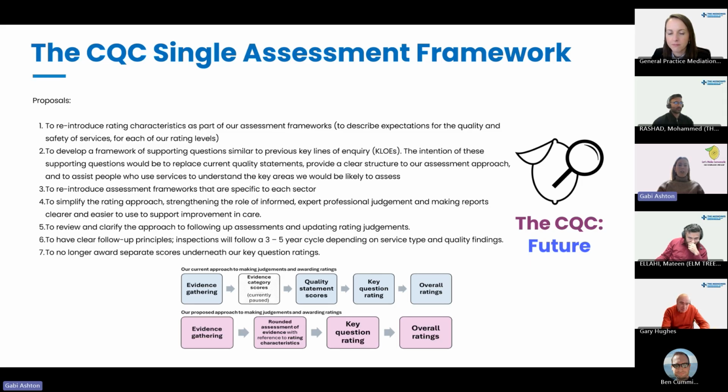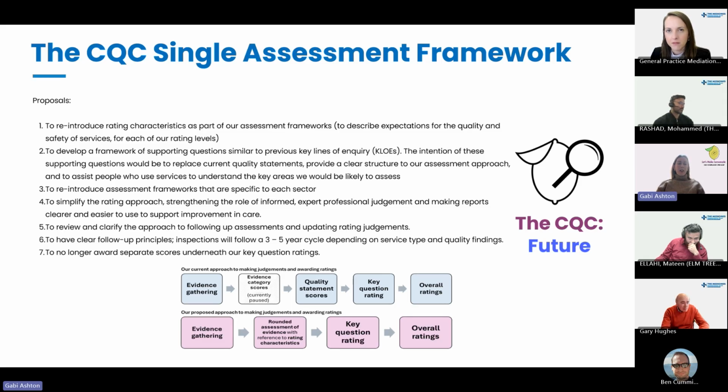They're looking to reintroduce assessment frameworks that are specific to each sector. At the moment, it's known as the single assessment framework, because essentially all those 34 quality statements that we've spoken about cover all sectors. So it's the same for adult social care as it is for hospitals, as it is for GP practices. So they're talking about introducing sector-specific frameworks again.